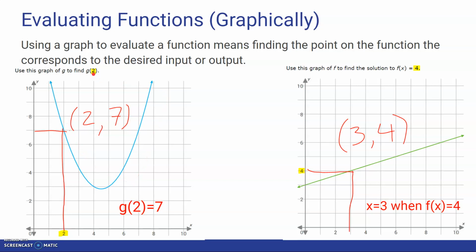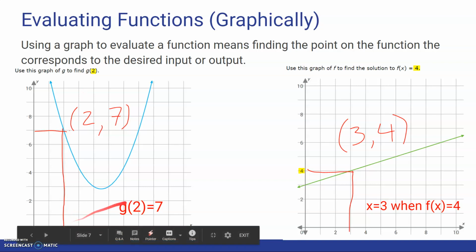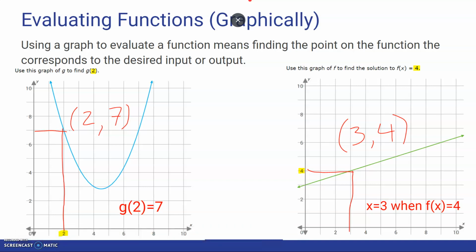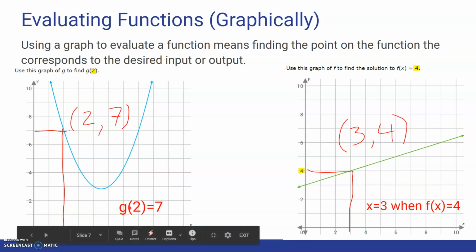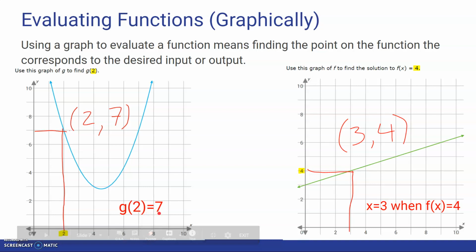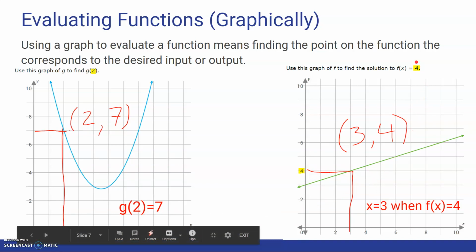So since 2 is inside the parentheses, I went down to the bottom and found where 2 was. You can see it highlighted in yellow there on the graph, and then just trace that line back up until I hit the graph. Once I hit the graph, I just saw where I was on the y-axis. I even wrote down the point that this occurred at. So when I have an input of 2, my output was 7. Therefore, g of 2, or the output at 2, equals 7.